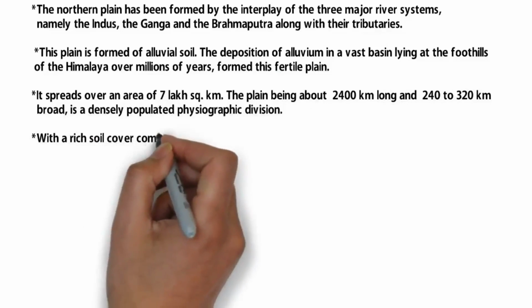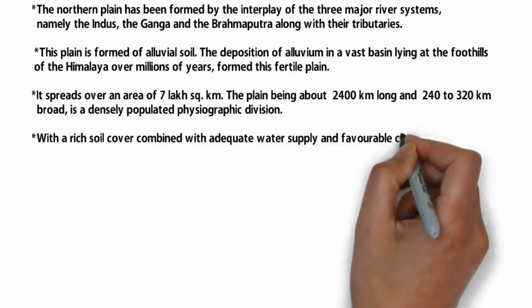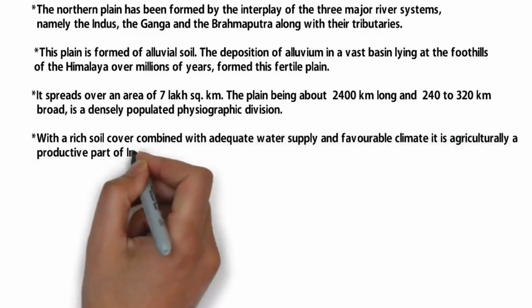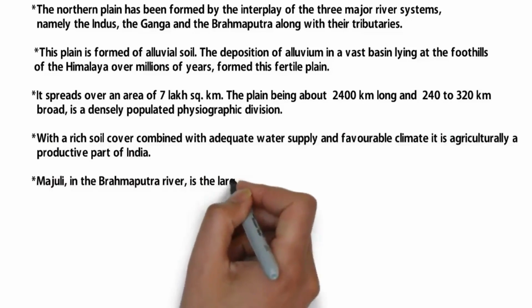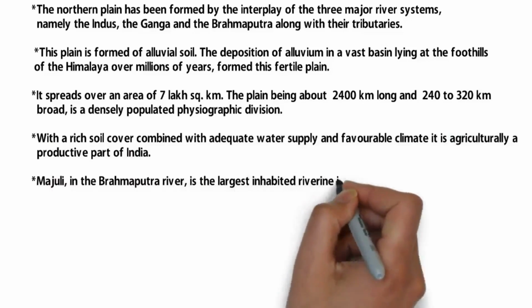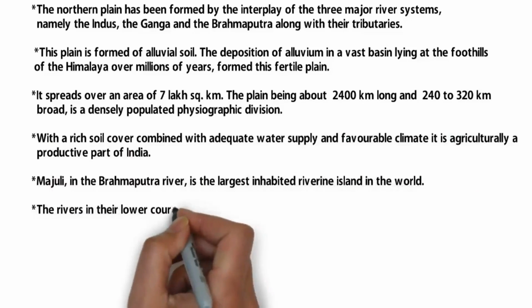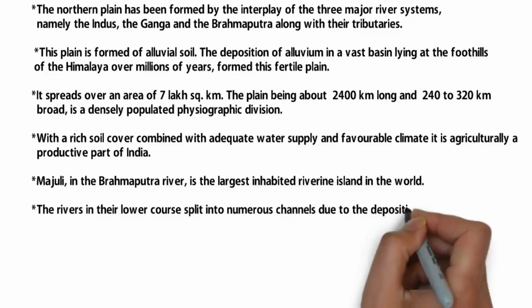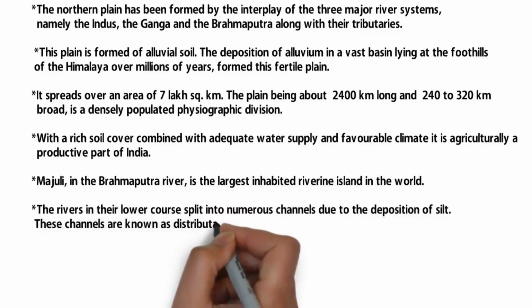It is a densely populated physiographic division. With a rich soil cover combined with adequate water supply and favorable climate, it is agriculturally a productive part of India. Majuli, in the Brahmaputra River, is the largest inhabited riverine island in the world. The rivers in their lower course split into numerous channels due to the deposition of silt. These channels are known as distributaries.